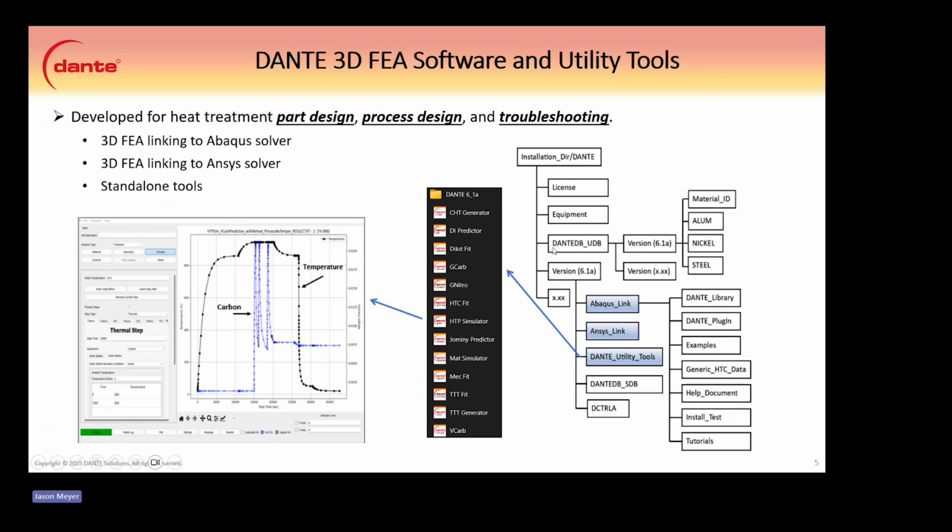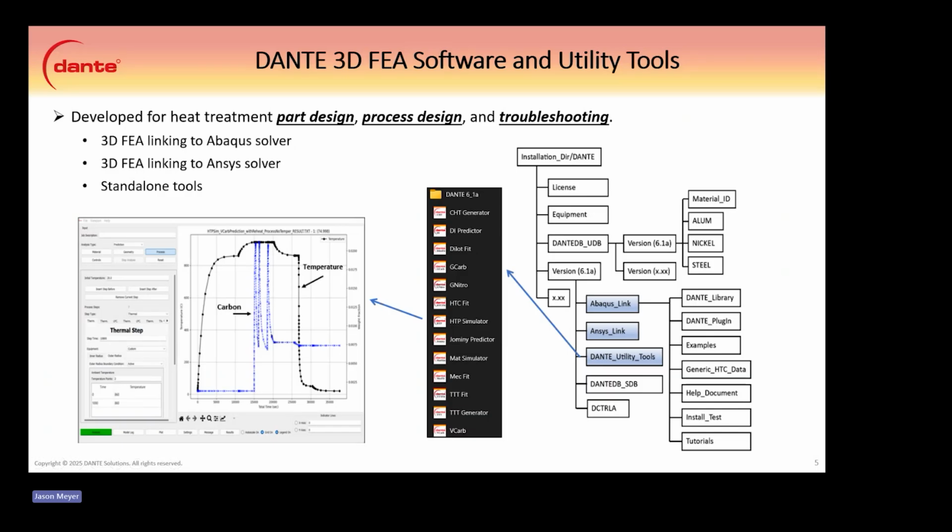So a little bit about our 3D software. We have a full package that's used. And you can see to the right here, it kind of lists the tree of what we have when you get Dante. There's a user database with user materials, I'll talk about that in a second. And then there's the stable version that we use with different plugins, examples, help documents, tutorials, and some generic HTC data for both Abaqus or ANSYS, depending on how you use the full 3D software.